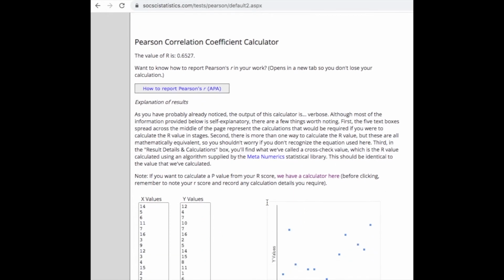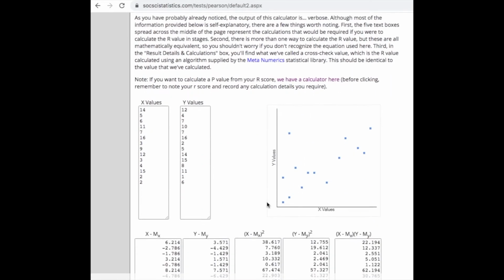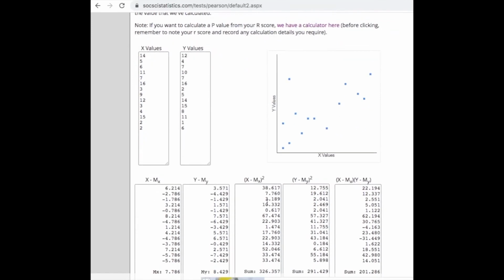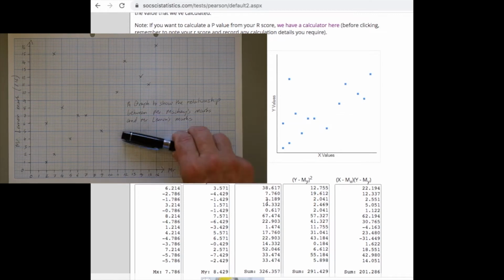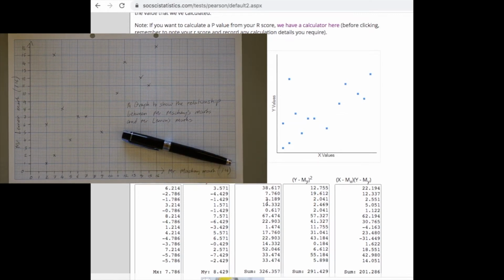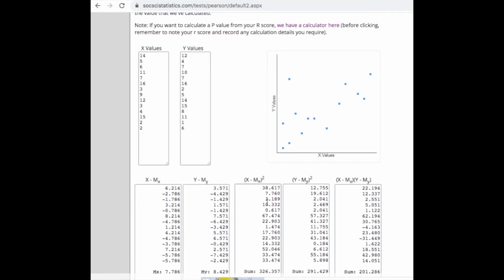And reassuringly, the scatter graph on the screen here looks a lot like the hand-plotted one that I did, including this aberrant student here, on the top left, who Mr. Lemon has given 15 out of 16 to their essay, and I have given 3 out of 16.